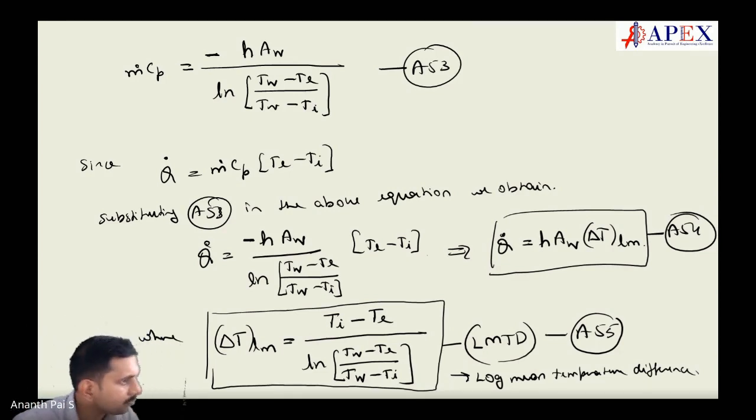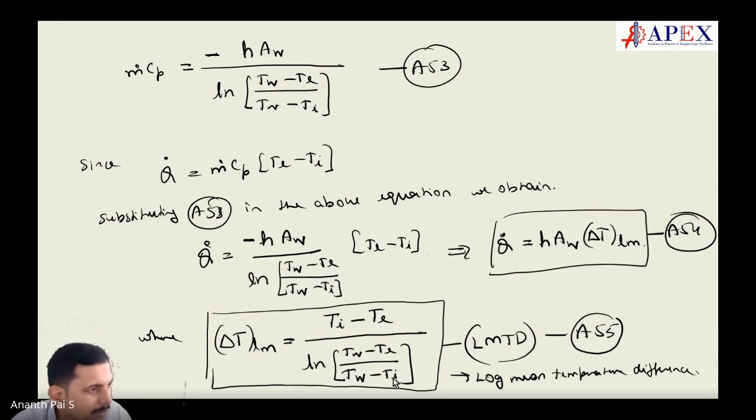So this is T greater than TI. Observe here, students. TI is greater than TE. TE greater than TI. So what will you get? You will get minus. But here also TW minus TE is lesser than TW minus TI. So you get a negative here which cancels.